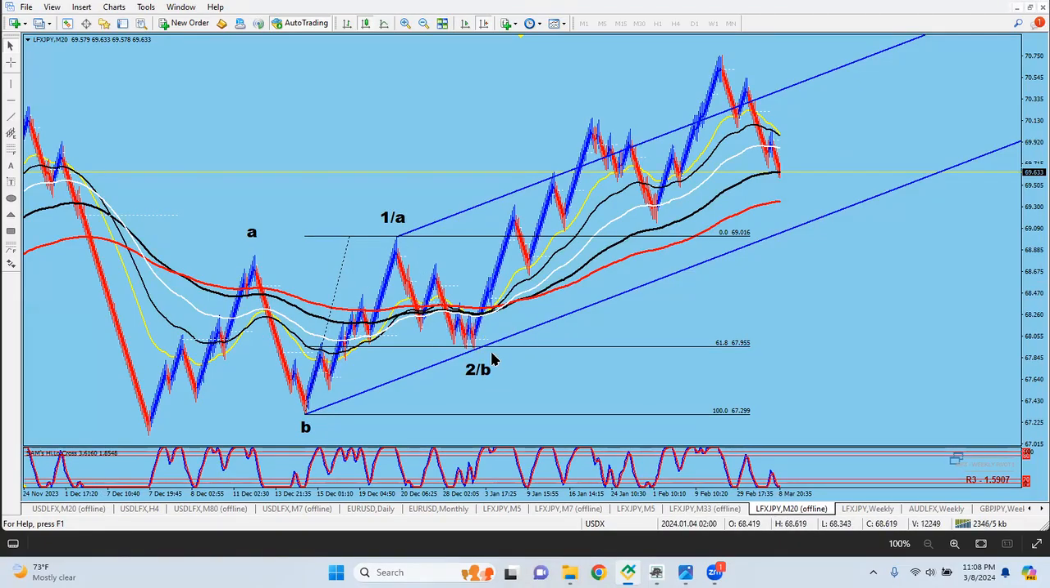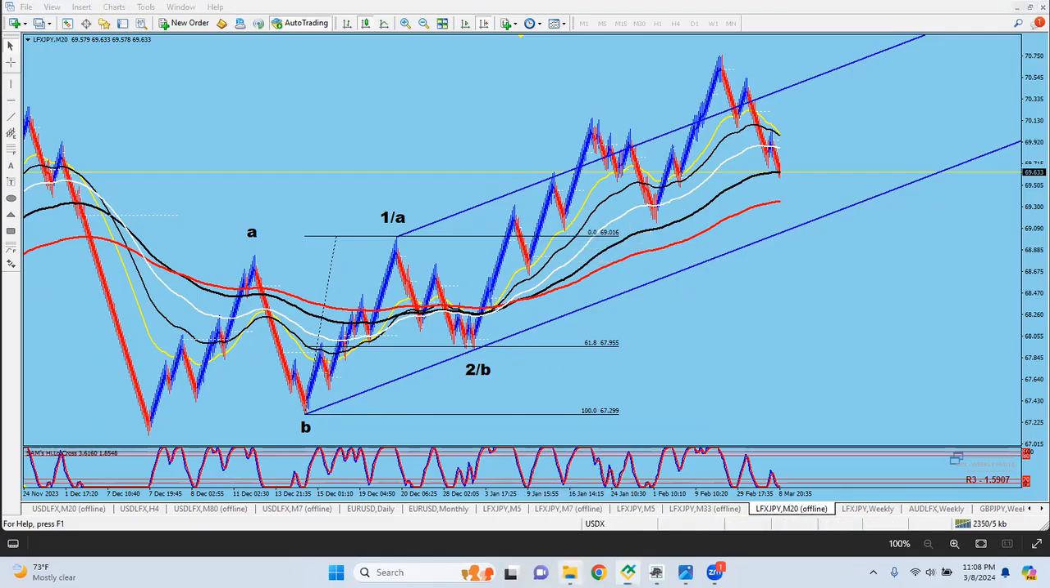So 1 and 2. Now, 2 is exactly at 61%. So that is pretty much confirmed that it is wave 2, 1 and 2. Then wave C. Now notice the channel, see the price. Now you're expecting what? 3 levels, right? 100%, 127, 161.